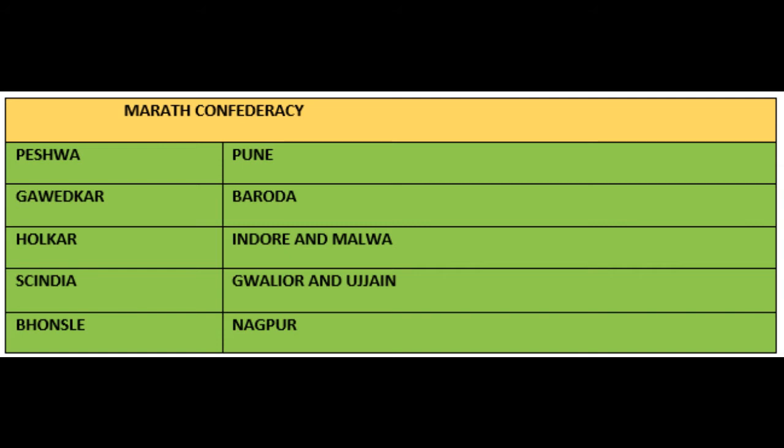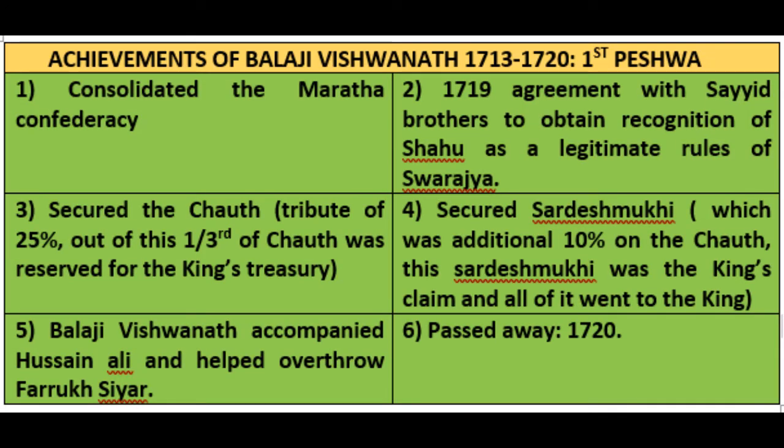Balaji Vishwanath also accompanied Hussain Ali and helped him overthrow Farrukhsiyar. Balaji Vishwanath died in 1720.